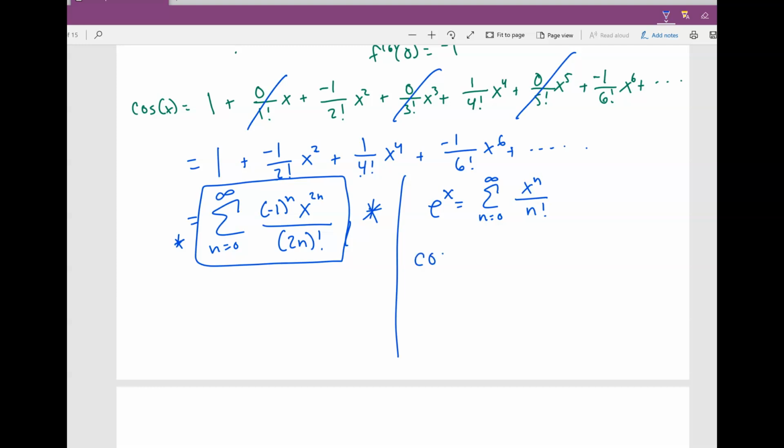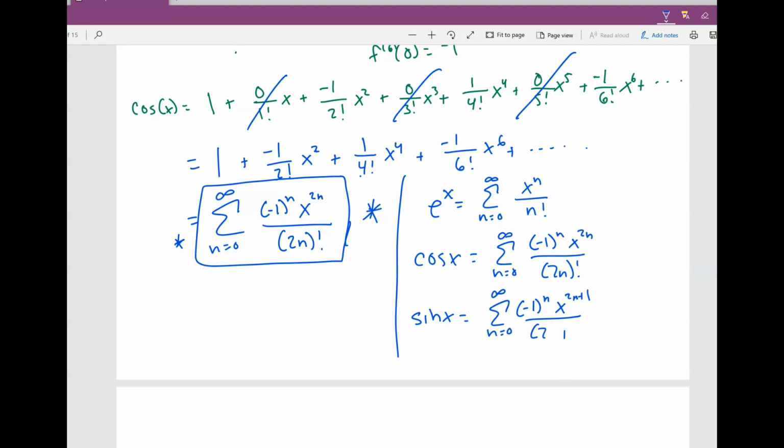Same thing with this one, cosine of x equals the sum from n goes from 0 to infinity of negative 1 to the n, x to the 2n over 2n factorial. Okay, you can think about this as the evens. Then you also have sine of x. The Maclaurin series of this is going to be negative 1 to the n, x to the 2n plus 1 divided by 2n plus 1 factorial. Okay, these guys usually, especially if you're going to take differential equations, you should feel very comfortable looking at these.